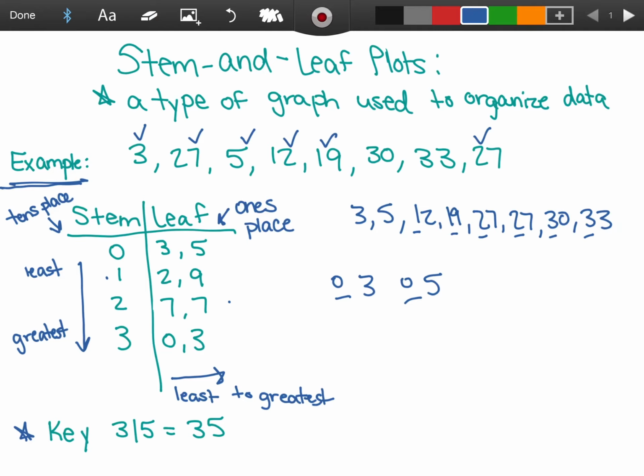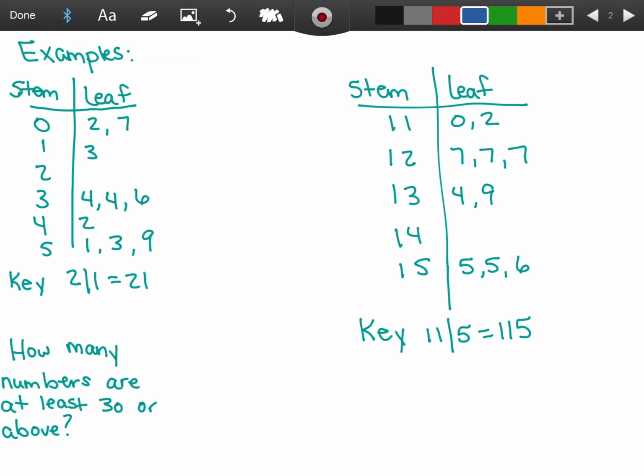Okay, let's look at another example. This time they've given us the stem and leaf plot, and the key is 2 as the stem and 1 as the leaf equals 21. So you've got your tens place in the stem and your ones place in the leaf. Okay, so let's see. If you list out these numbers, if your tens place is 0 and your leaf is 2, then that's just the number 2. If your tens place is 0 and your ones place is 7, that's just the number 7. If your stem is 1 and your leaf is 3, that would be 13.